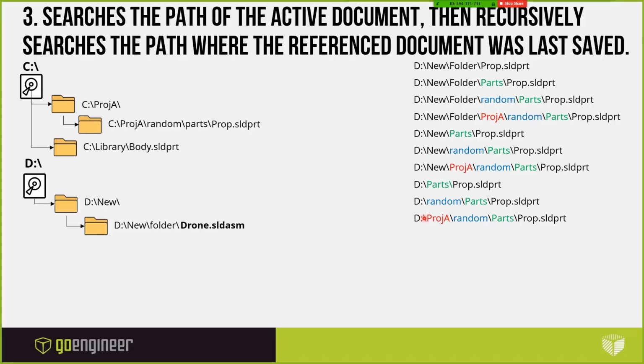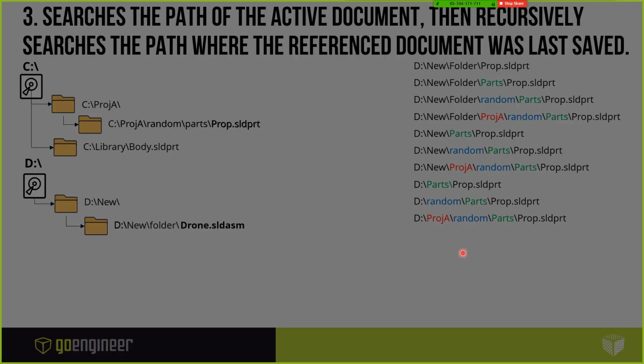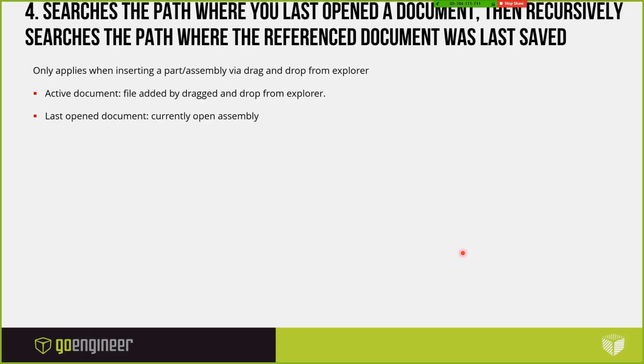So let me go back to the presentation. The fourth place where SOLIDWORKS searches for a file, let me just read it. It searches the path where you last opened a document and then recursively searches the path where the reference document was last saved. Again, what does that really mean, right?